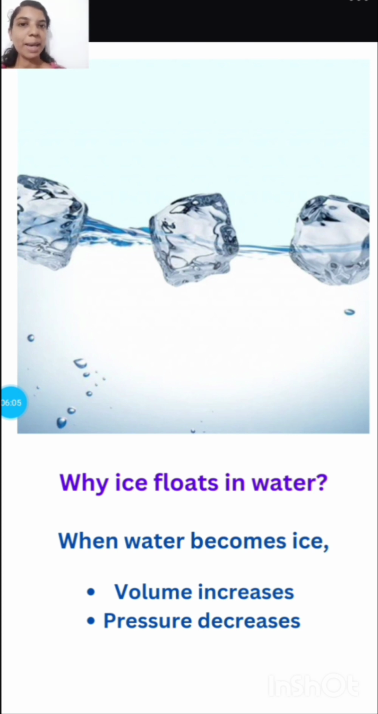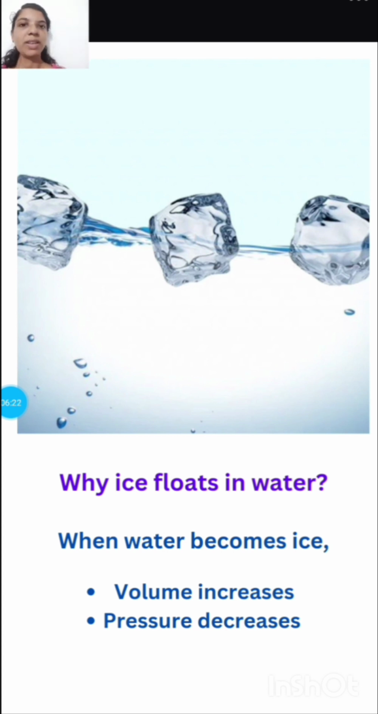Why does it happen? Because when water becomes ice, the volume of water increases and the density decreases. This is why ice does not sink in water but floats on the surface.